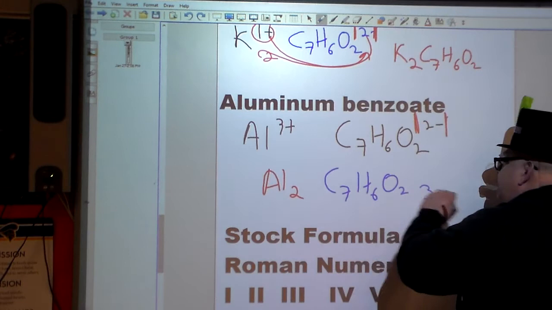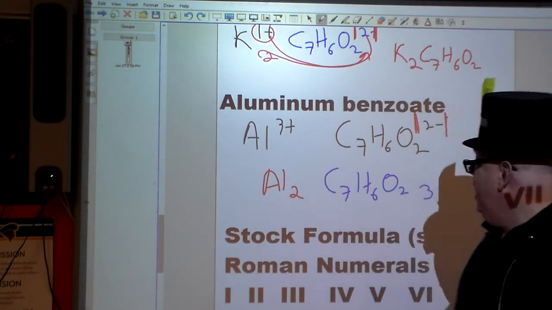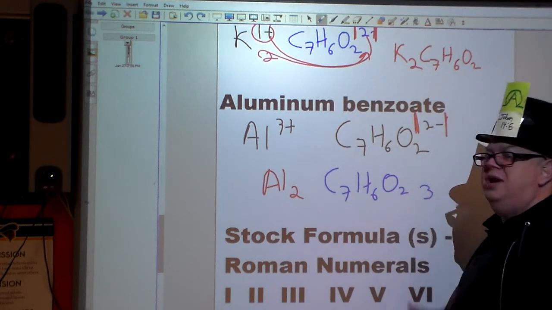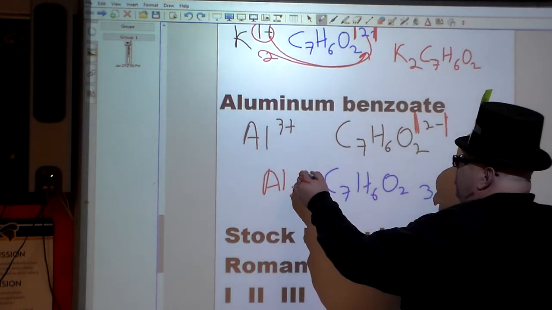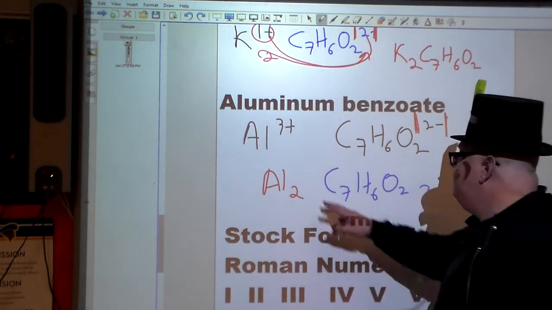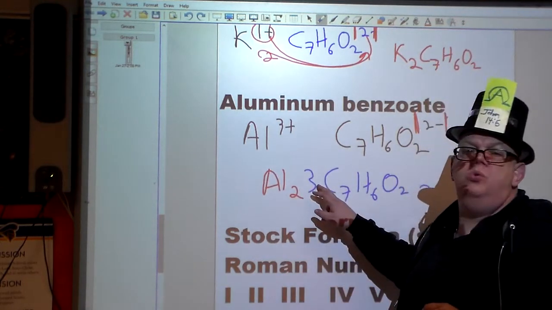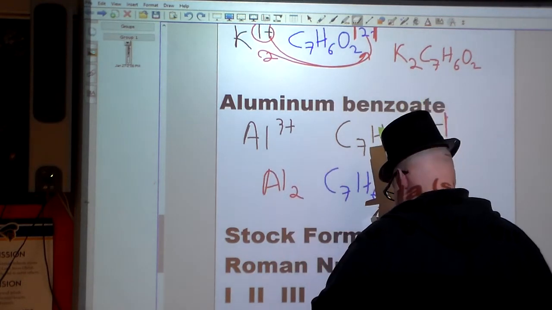C7H6O2. We need 3 of these. The problem is, how do we correctly do it? If I put the 3 here, it's C7H6O23. That doesn't make any sense. If I put the 3 over here, well, you never see a 3 like that. You never see this here. No, no, no, no. So that means there's got to be some other idea.